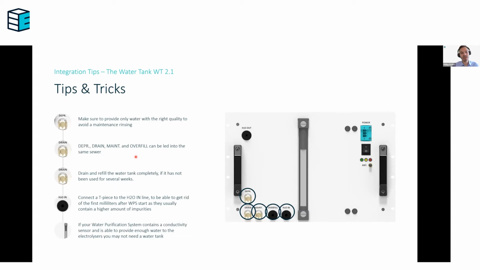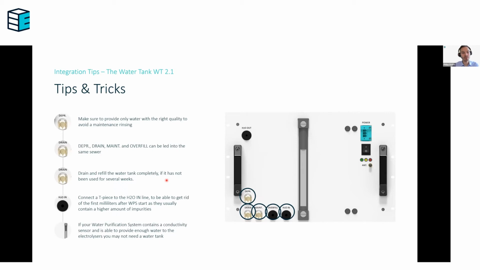The depressurization line, drain, maintenance, and overfill can basically be led to the same sewer, so that's not a problem. You can combine them together, because usually if the system works fine, then you will not have any water there. But just in case, you don't need to separate them. It's the same water, and there is no need to separate them.